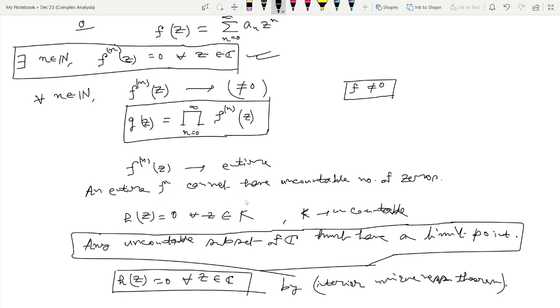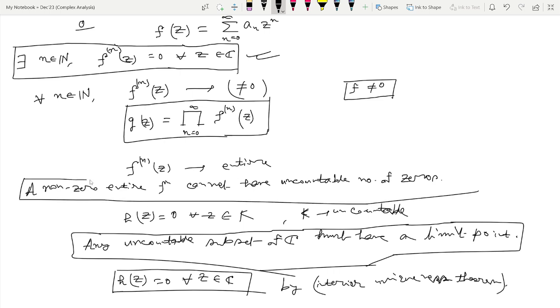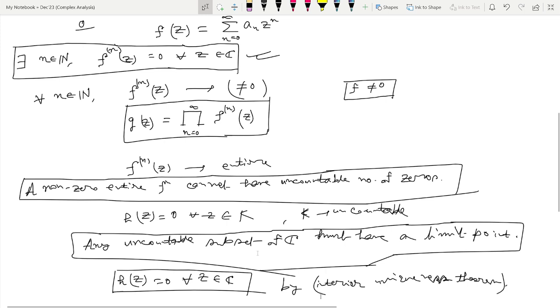So this statement should be in a modified form. If an entire function is 0, then all complex numbers are zeros of this function. So the statement should be that a non-zero entire function cannot have uncountable number of zeros. So now we have a result that every entire function which is non-zero cannot have uncountable number of zeros.